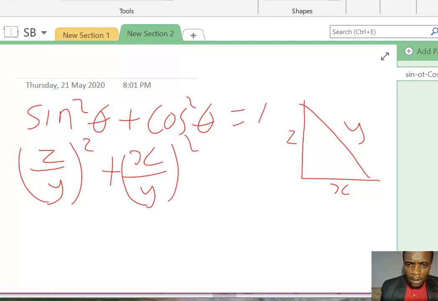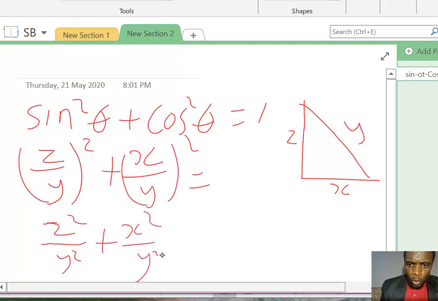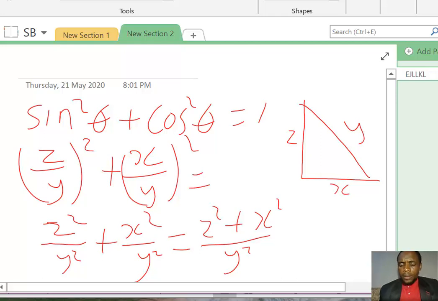What is this going to give us? So what is Z square? This is Z square all over Y square, plus X square over Y square as well. You find the LCM of these two, which is Y square. Y square here gives us Z square plus X square.